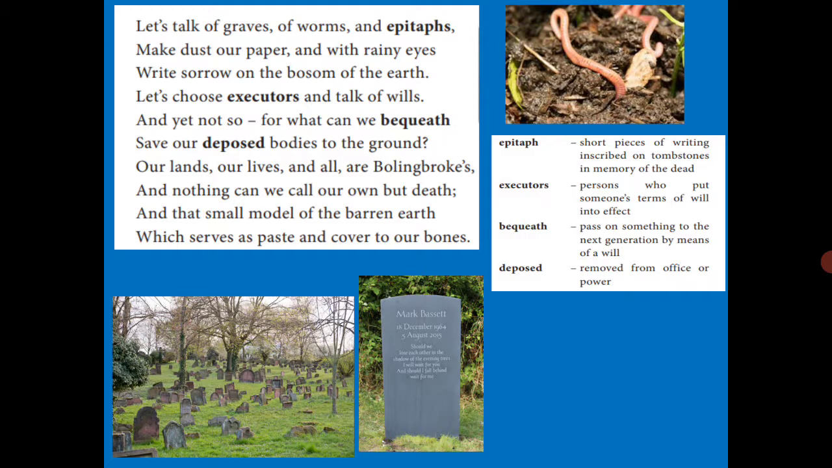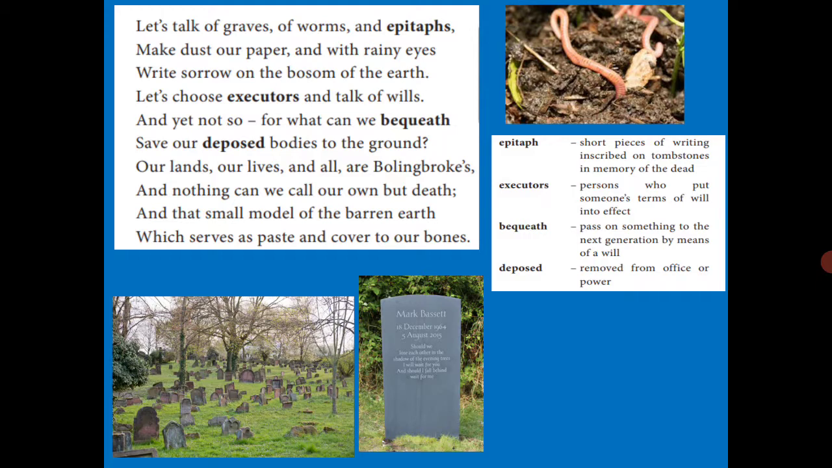"And yet not so, for what can we bequeath?" Bequeath means pass on something to the next generation by means of a will. But here he says, what can we bequeath? What can we pass on to the next generation? That means the king has only deposed bodies. Deposed body means the body that has been thrown out of the kingdom. Deposed bodies to the ground. The powerless body. I have only my body.